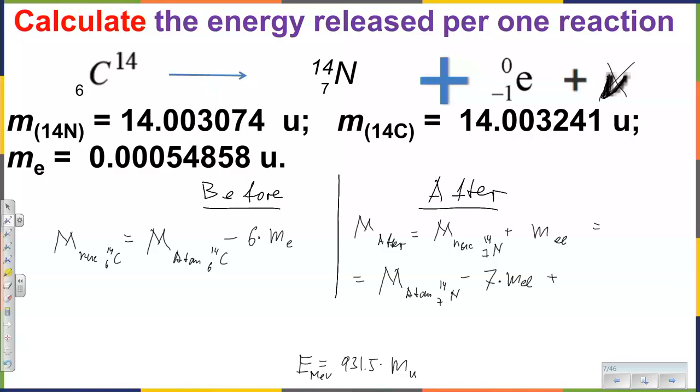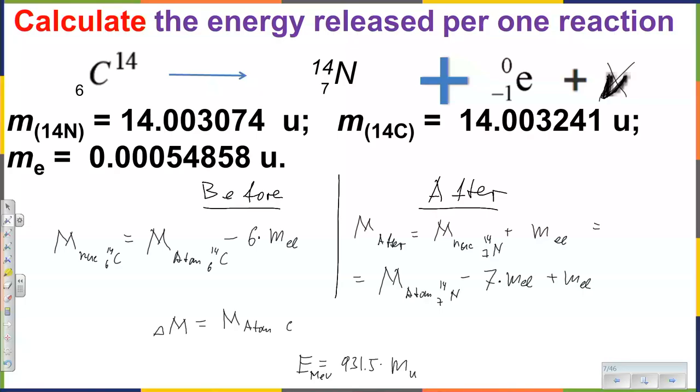So how many electrons circle the nucleus in nitrogen? 7, the same number as protons. And we still need to keep the electron. We still need to keep this. So now we need to calculate the difference. The difference tells us what people call mass deficit or mass defect.